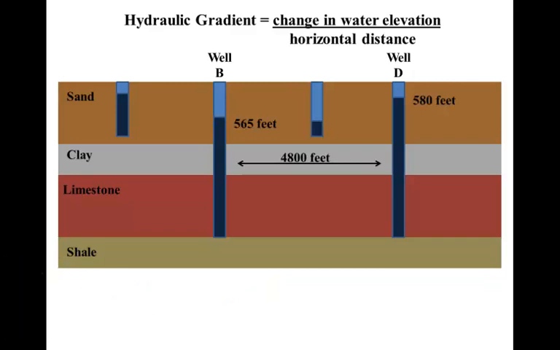Let's find the hydraulic gradient in the lower or confined aquifer. At D, water rises to 580 feet, indicating higher pressure. At B, water rises to only 565 feet, indicating slightly lower pressure. Change in elevation, 580 minus 565 is 15 feet, divided by the distance, 4,800 feet, between those two locations.